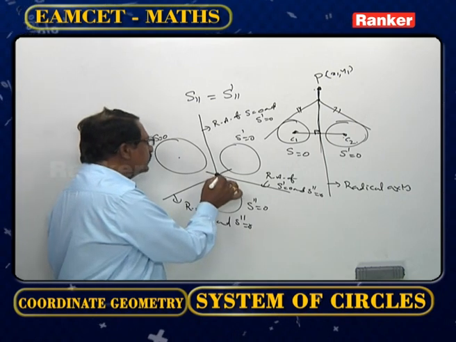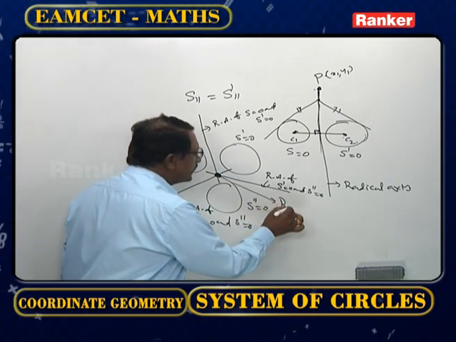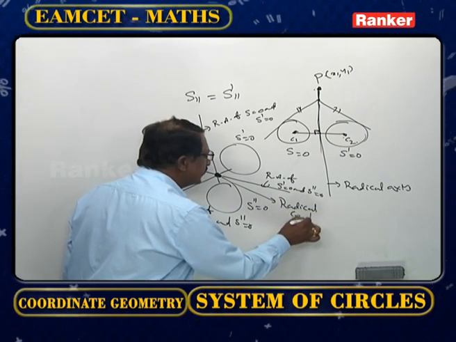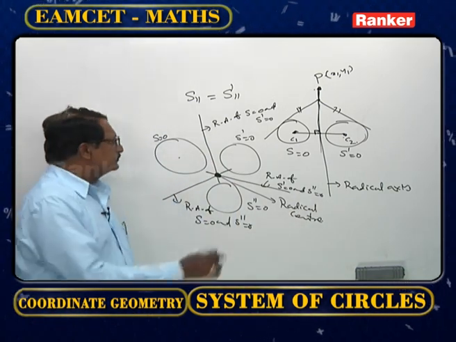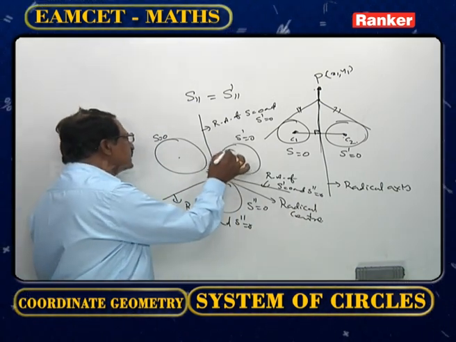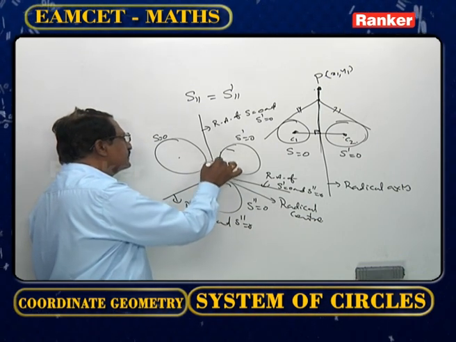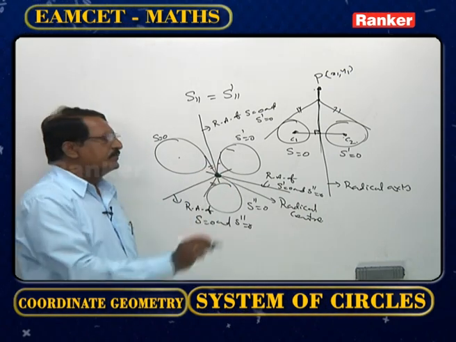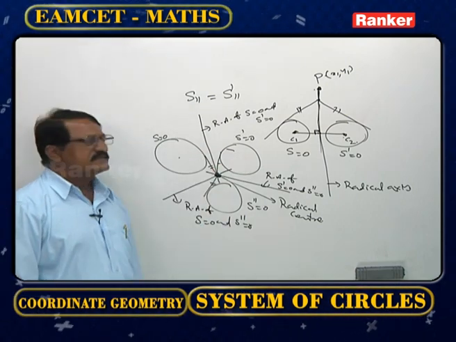The point of concurrency of the radical axes is called the radical center of the three circles. The lengths of the tangents from the radical center to the three circles are equal.